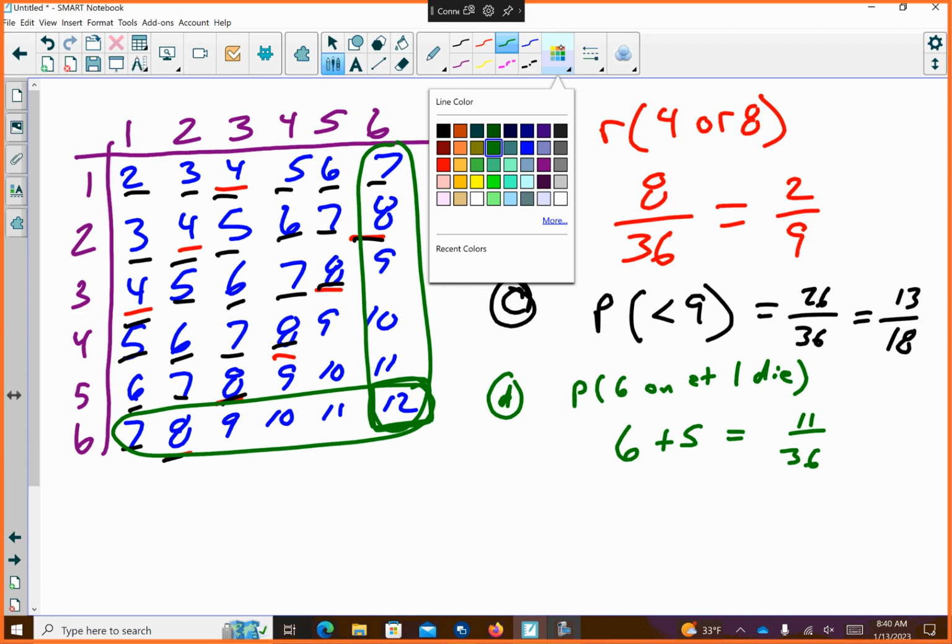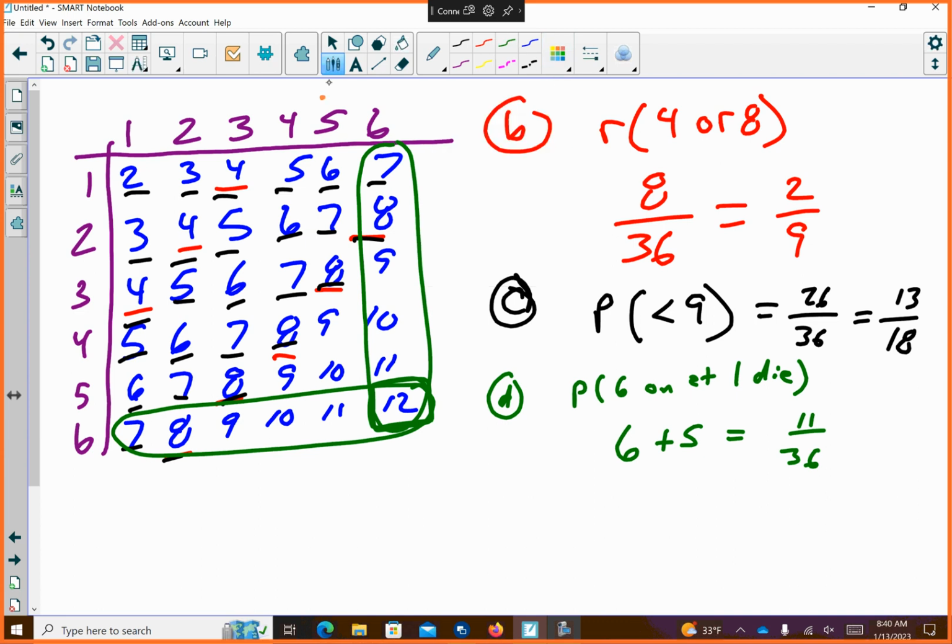Okay, let's change. Let's go to orange. How about orange? Letter E says probability of rolling an even on both. Okay, so an even on both. Even on both, even on both. Oh, I messed up. I'm sorry. I shouldn't have done that.